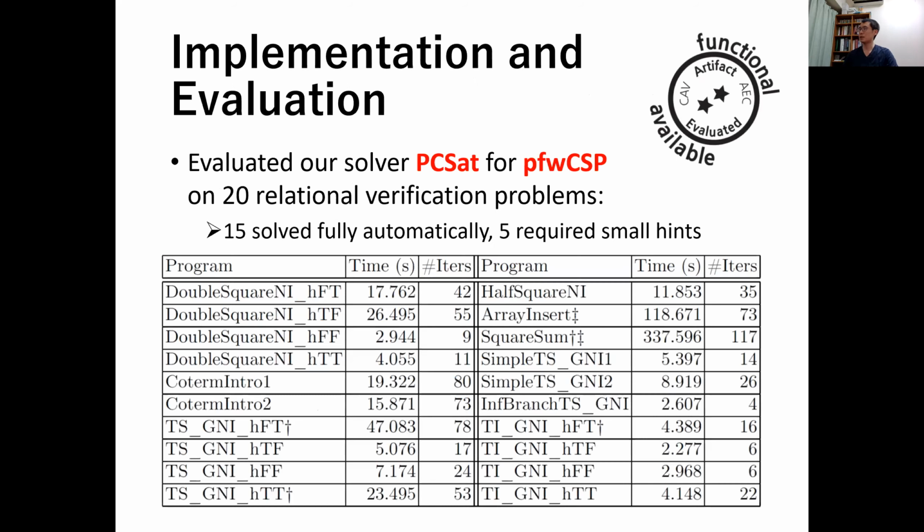We have implemented the solver in a tool called PCSAT, and we tested this on 20 relational verification problems. Some of them are K-safety properties taken from prior work. Some of these are co-termination problems. Some of these are GNI problems. And our tool was able to verify 15 of these 20 problems fully automatically. 5 of these required some manual hints.